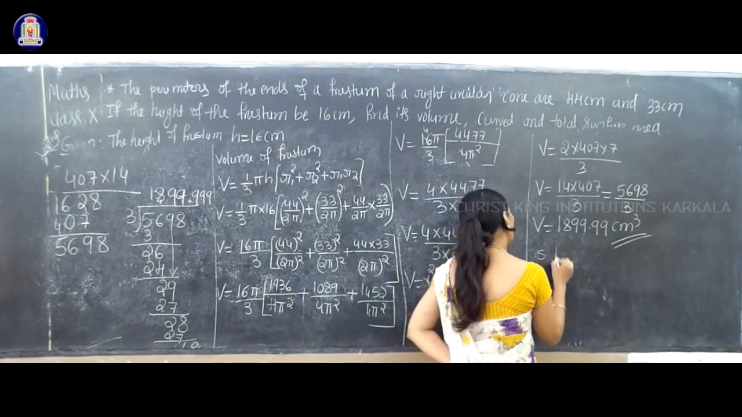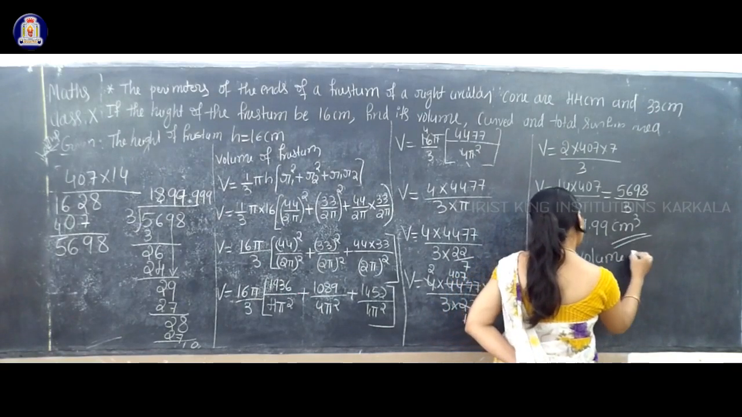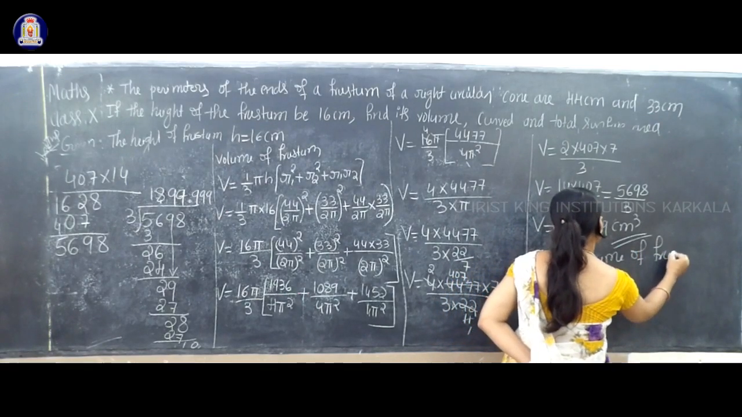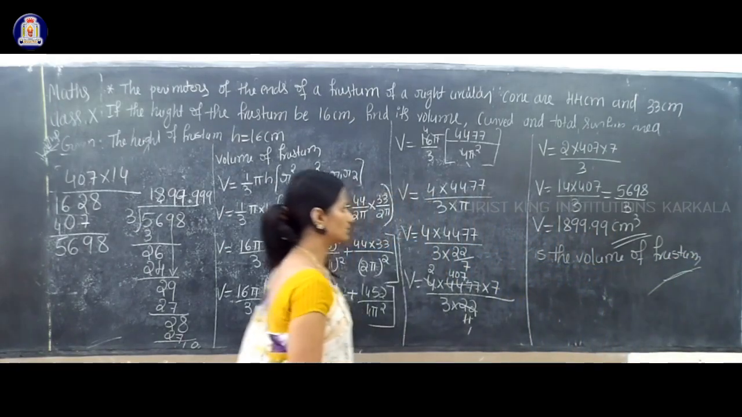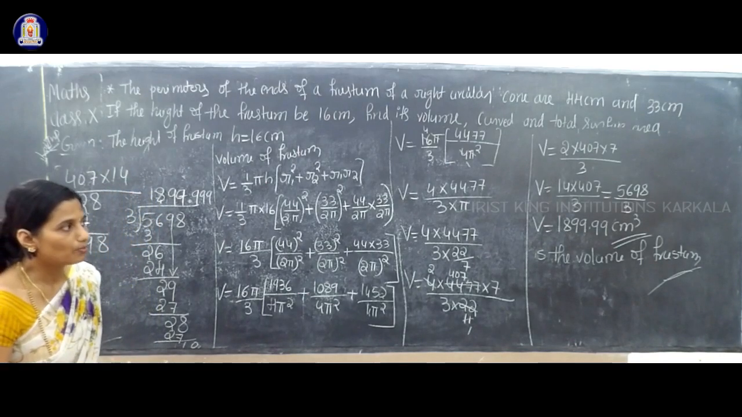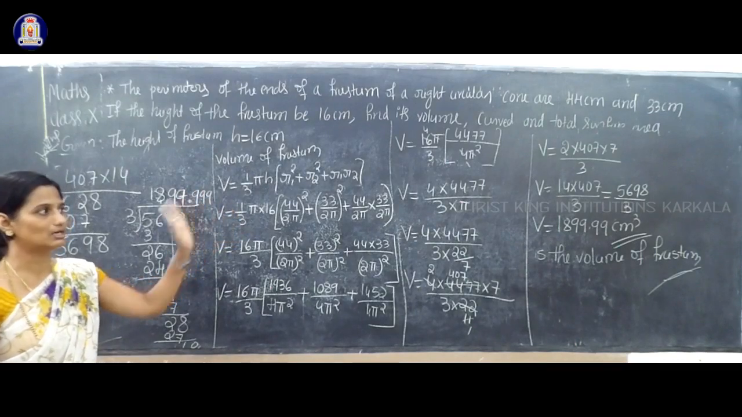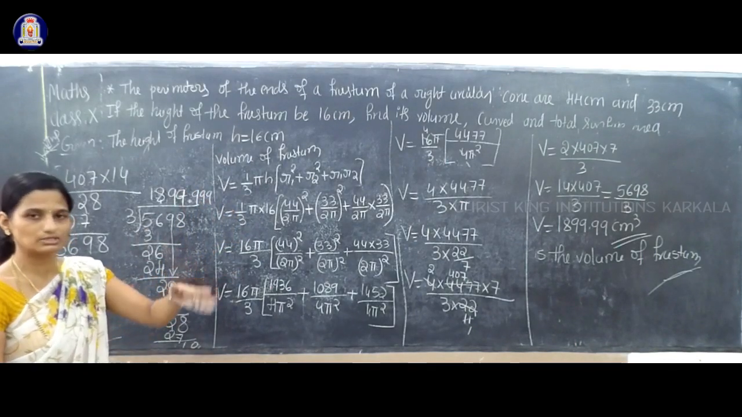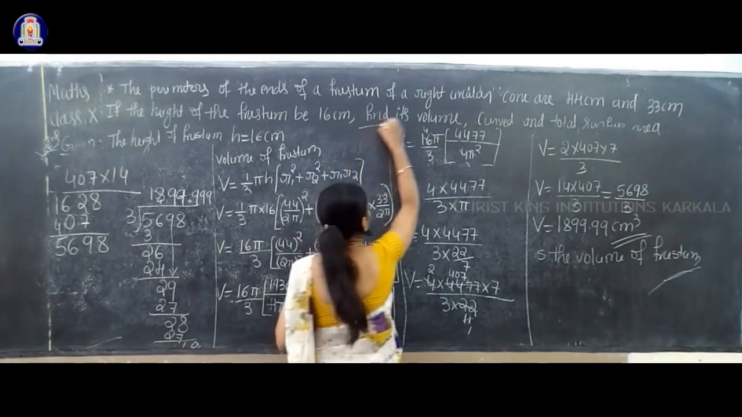This is the volume of frustum. Volume of frustum. So 1899.99 is approximately equal to 1900 centimeter cube. You can approximate, otherwise keep the answer as it is. So therefore, first question we got the answer.